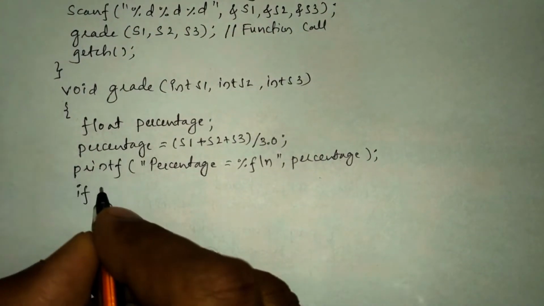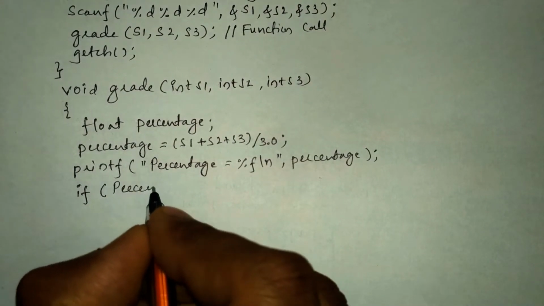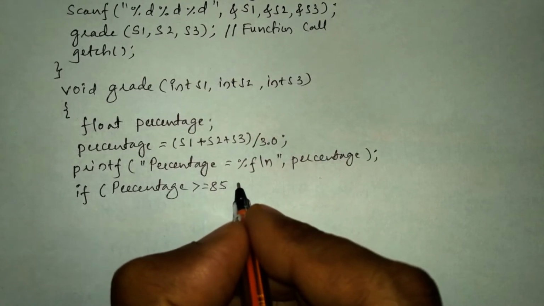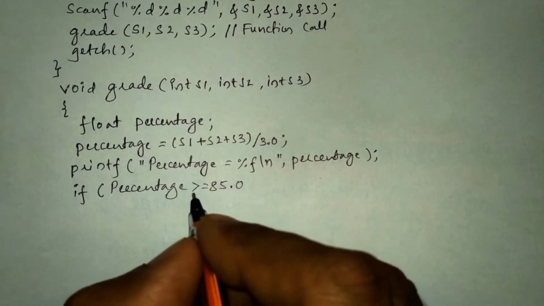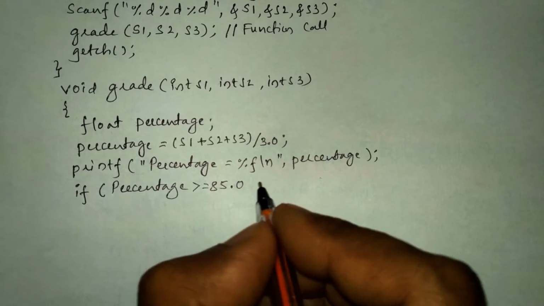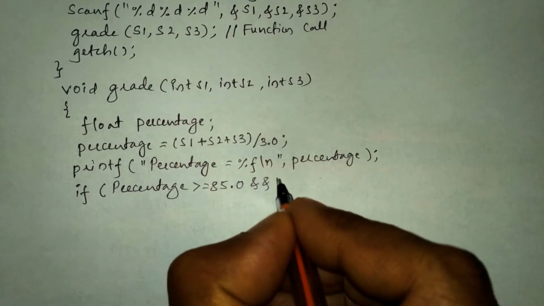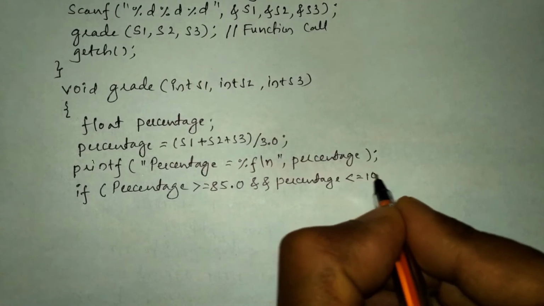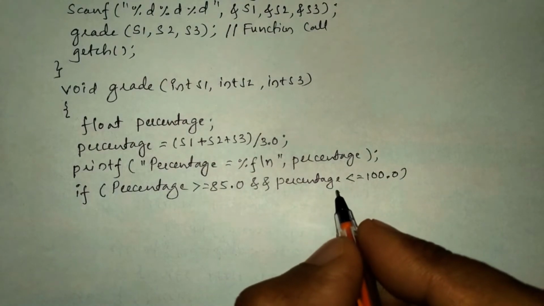Here we'll write if, and inside the bracket we are going to write percentage is greater than or equal to 85, and here I'll write 85.0 because we have percentage floating type of data, so that's the reason I'll take 85.0, and double ampersand symbol, that is logical ANDing, and then I'll write percentage is less than or equal to 100.0 because some students may get 100% marks.